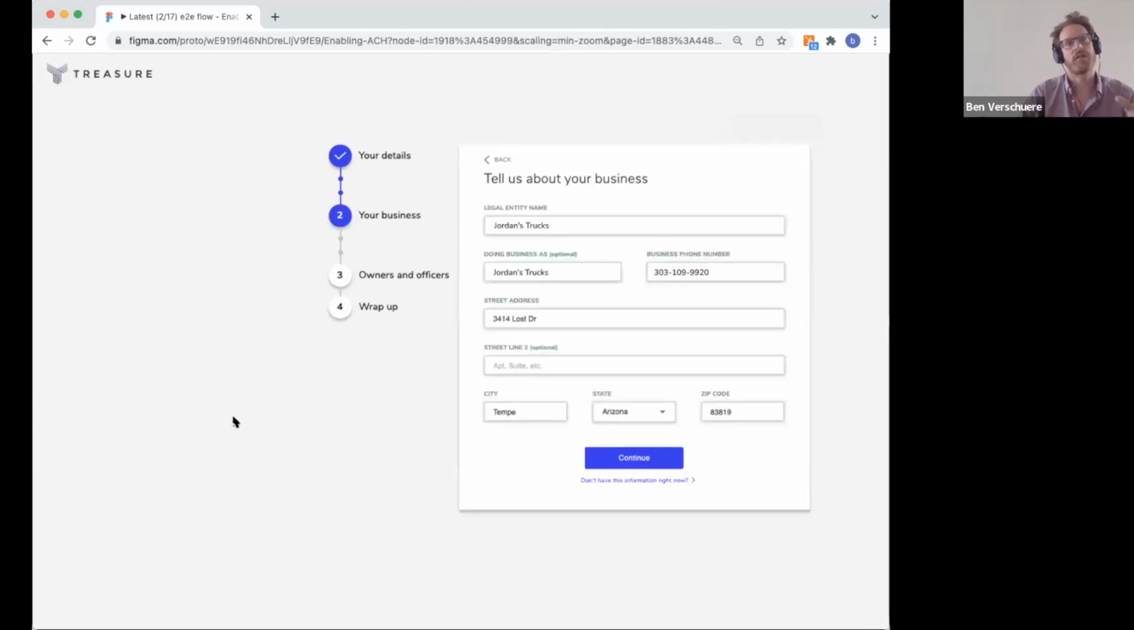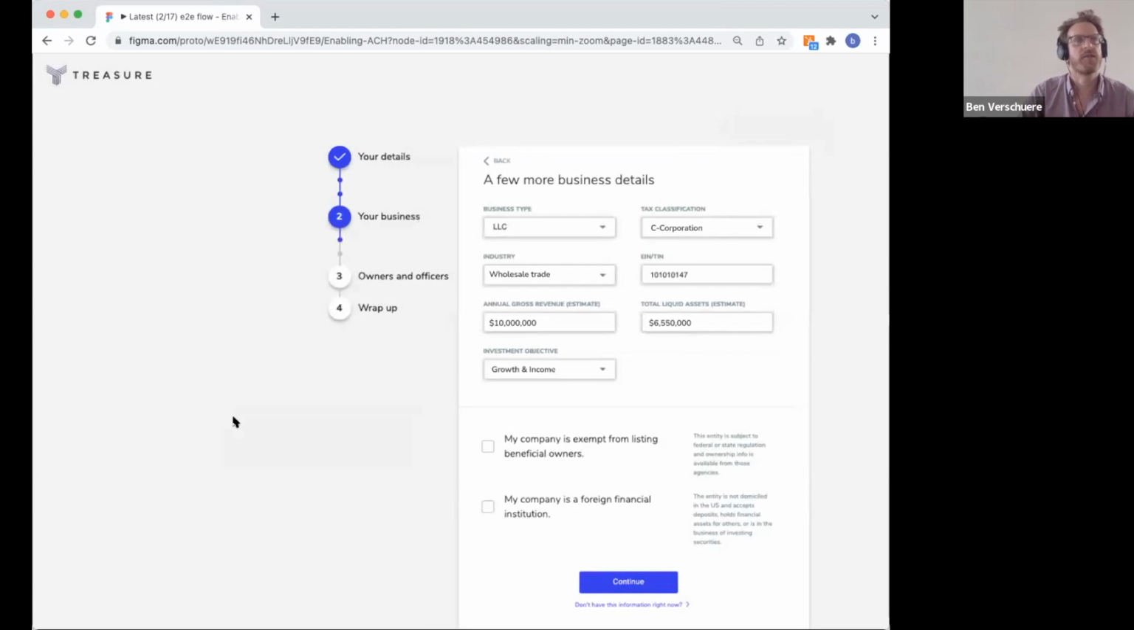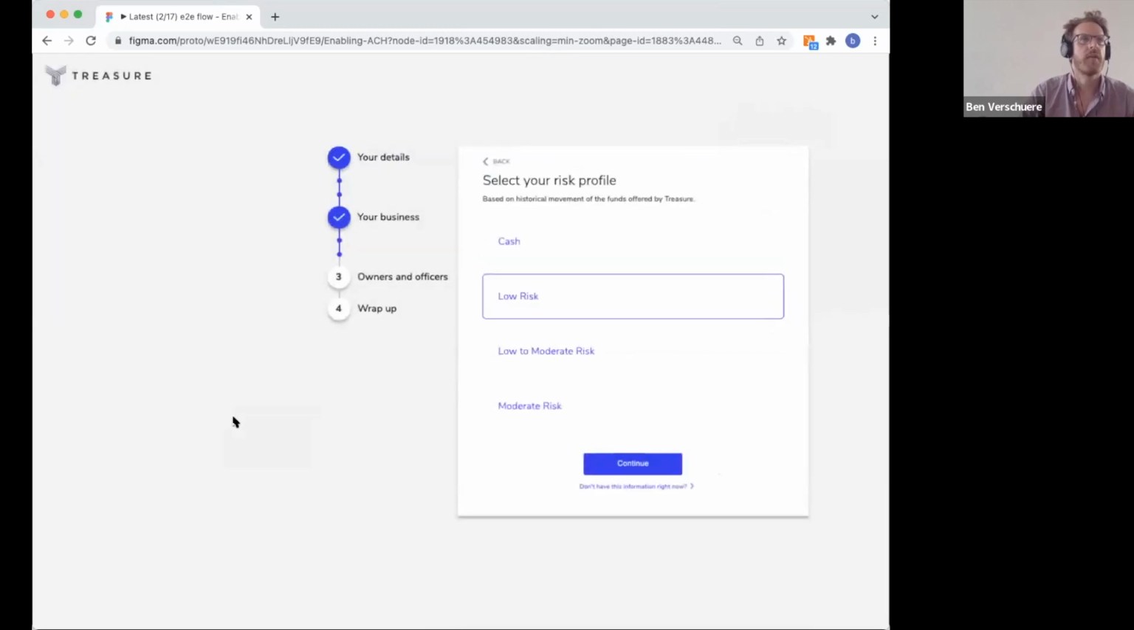And then now the customer can fill in some information about their business. A little bit more information that we start collecting to know a little bit more about each business, what they are doing. The customer can then select their allocation in terms of putting this money either in Treasure Cash or with our high yield product.